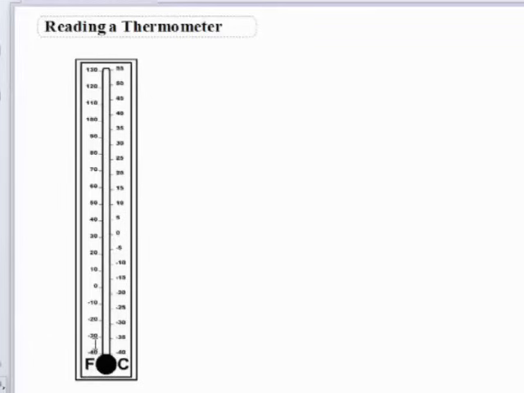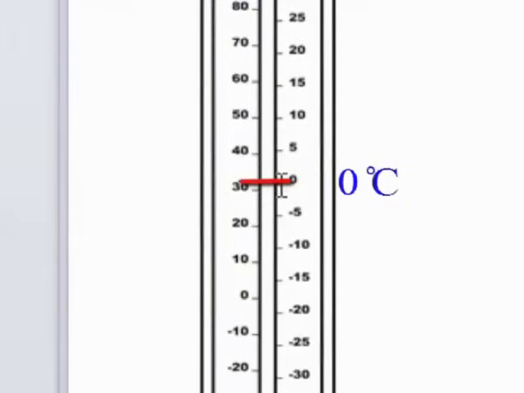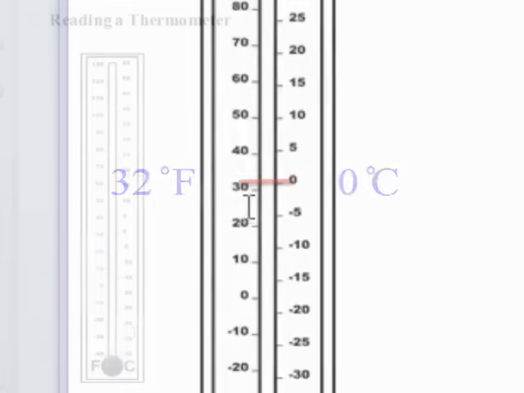The way the thermometer is set up is at the bottom, you have the lower temperatures. The negative temperatures are the coldest. And as you go up on the thermometer, it gets hotter and hotter. Water freezes at about 32 degrees Fahrenheit or 0 degrees Celsius.